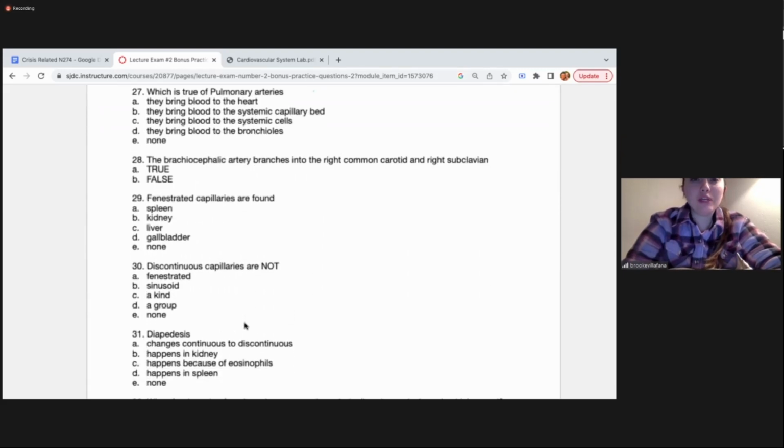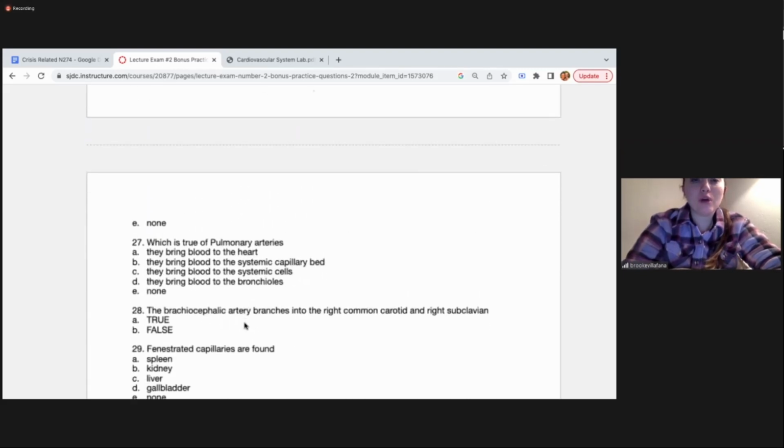All right, which of these is true of the pulmonary arteries? So let's answer question 27. Which of these is true of the pulmonary arteries? Do they bring blood back to the heart? Do they bring blood to the systemic capillary bed, to the systemic cells, to the bronchioles, or none of these?